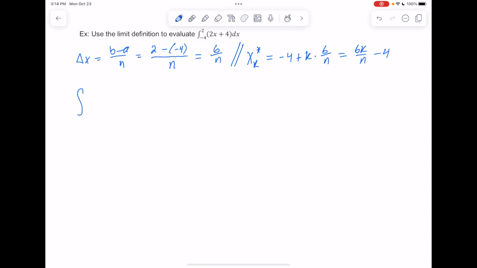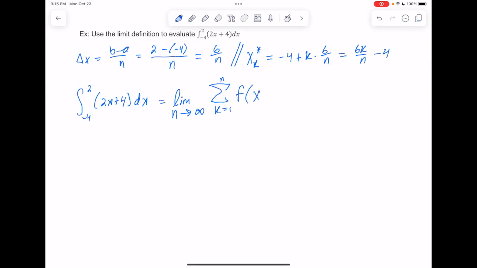They want us to find the definite integral from -4 to 2 of 2x plus 4. So that 2x plus 4 is our function, and it's going to be with respect to x, as a dx. So we're going to take the limit as n goes to infinity of the Riemann sum for our right-hand endpoint formula here. So we're going to take the sum as k goes from 1 to n of f of xk star times delta x. And now we just want to start plugging in and simplifying as much as we possibly can.